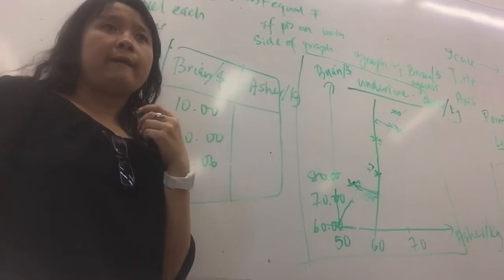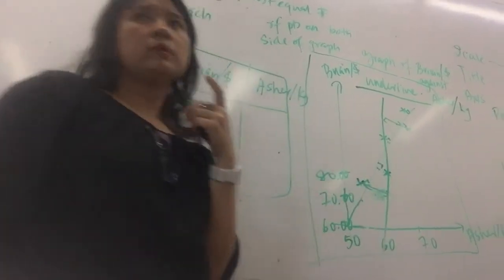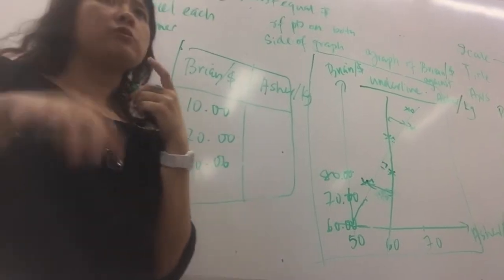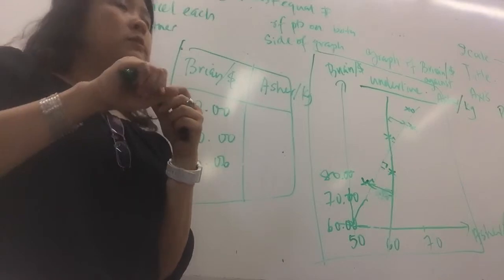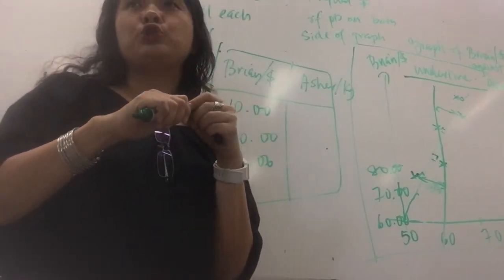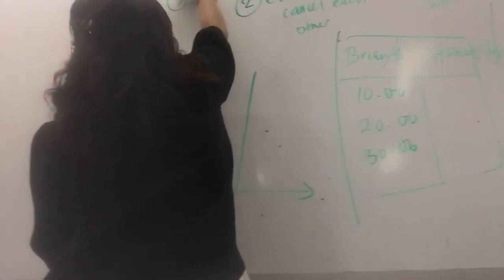Why? This new line that I draw, it's not a good line. Why? Because you have to follow the data trend. The line will have to follow the data trend. So third point, line must follow data trend.